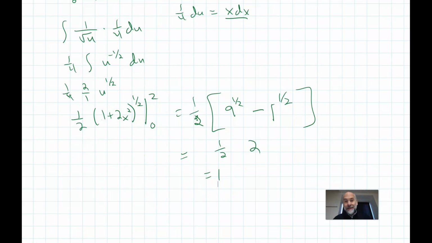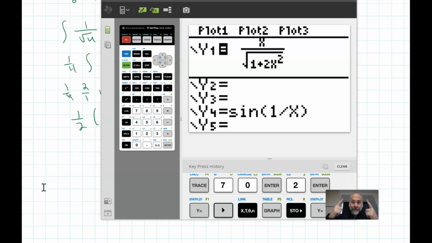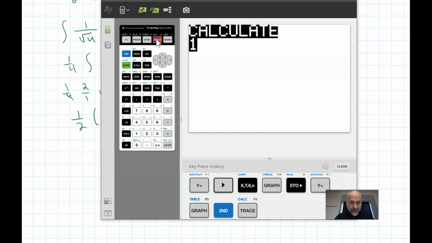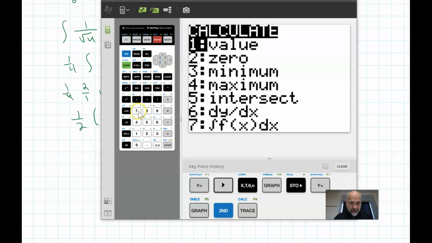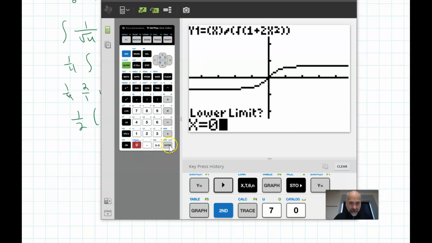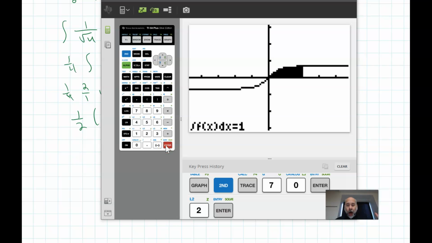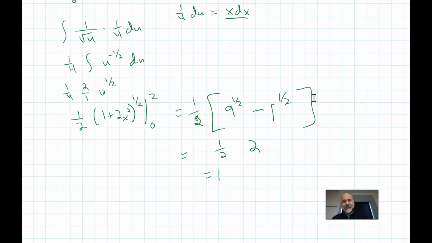Let's check it really quick. Kind of wild to get an answer of 1 on the nose, so I'm checking it out. Graph the function. Here's the graph of it. And we're integrating this from 0 to 2. Cool. So second calc, take the integral. Lower limit is 0. Upper limit is 2. Oh! Awesome. I just thought it was kind of weird with an answer like that. It was a little too straightforward, and I just wanted to check it, and so I checked it, and it's right.